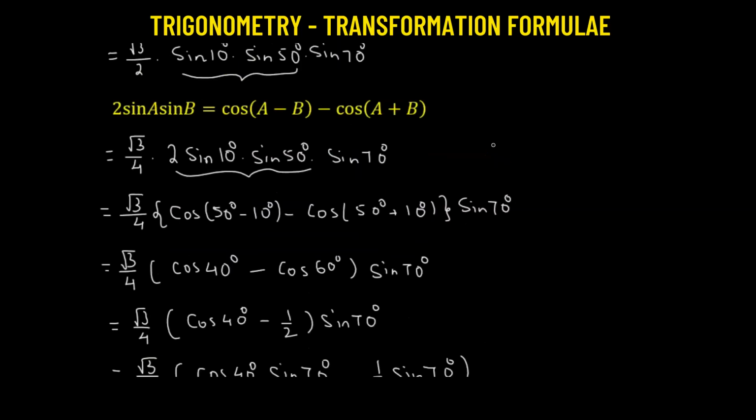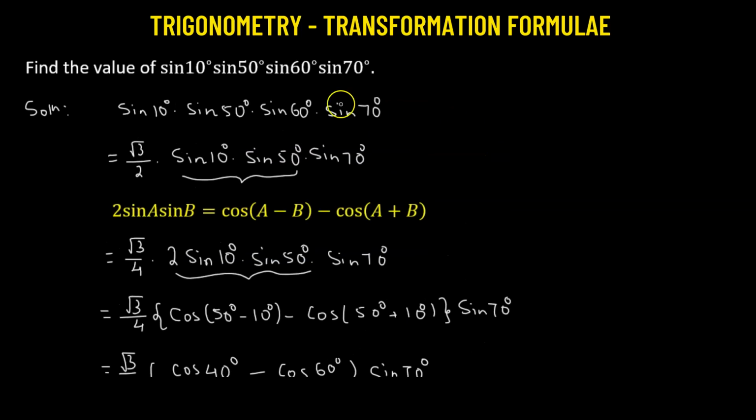So therefore, the value of the given trig expression, sine 10 degrees times sine 50 degrees times sine 60 degrees times sine 70 degrees, came out to be square root of 3 over 16.